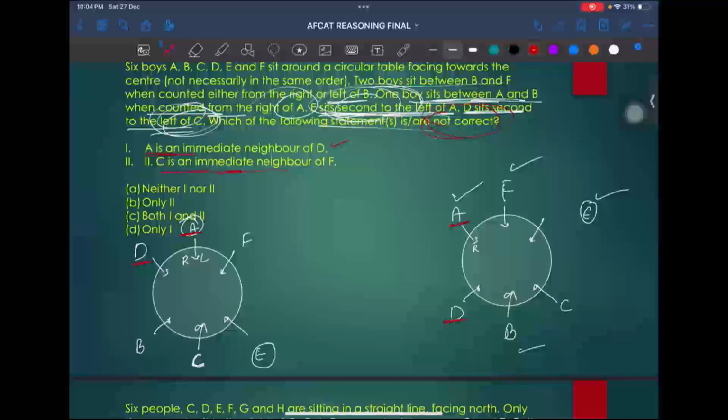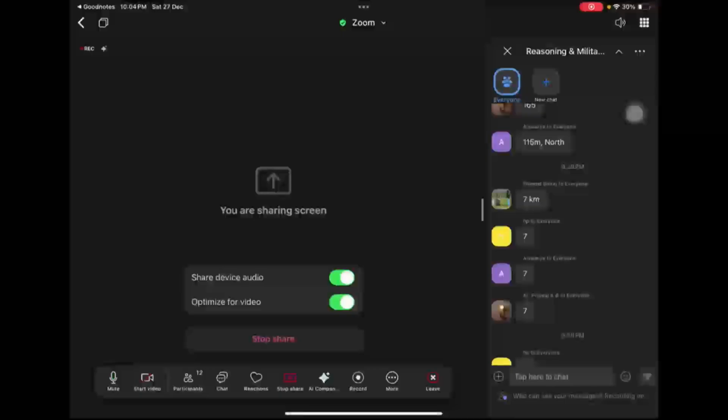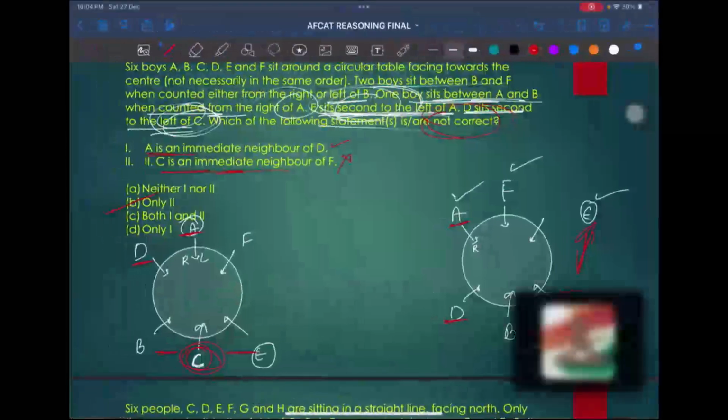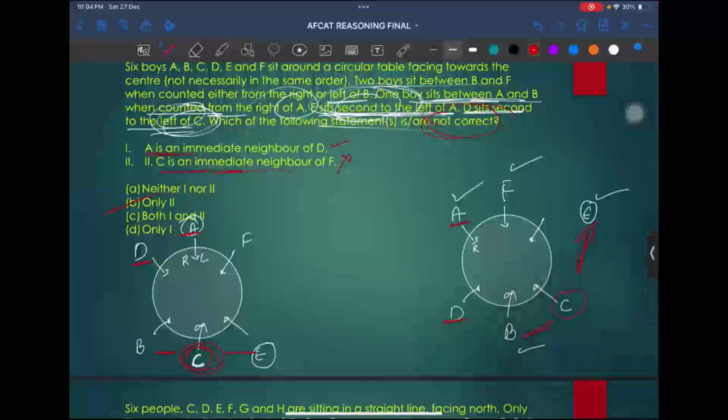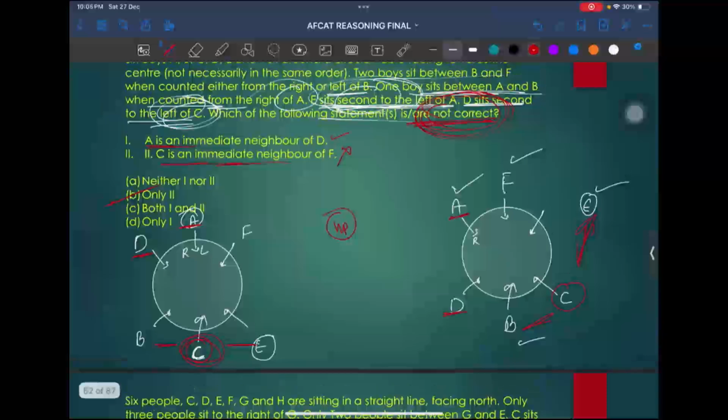C is an immediate neighbor of F. Here for C, the immediate neighbors are E and B. So the second statement is wrong. So from this, we can conclude that only option B is wrong. I guess the person named HP understood the question. You just need to read the question carefully. They have asked which of the statements is not correct.